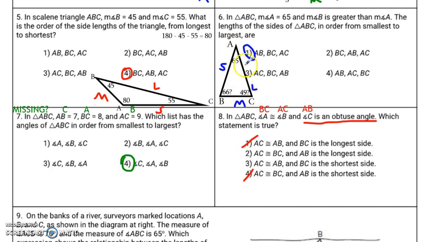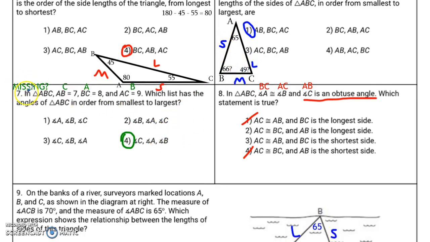And keep in mind that it doesn't matter whether your picture is correctly proportioned. Like this 65 and this 66, they look way different, but they obviously should be the same. Your triangles do not have to be drawn to scale. You just have to figure out which one is the smallest, which one is the medium, which one is the largest. In this one, I showed you a little trick. In triangle ABC, AB is equal to 7. Well, I know that if AB is equal to 7, then the vertex or the angle that's across from AB is going to be C. The vertex that's across the triangle from BC is going to be A. It's the missing letter.